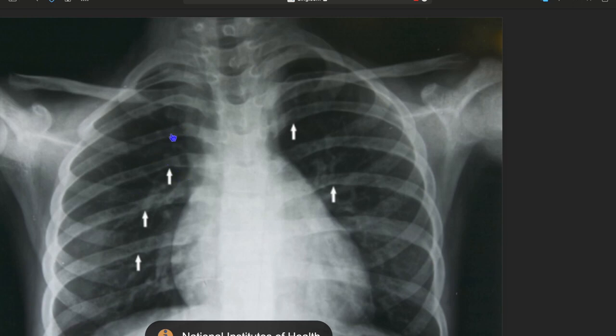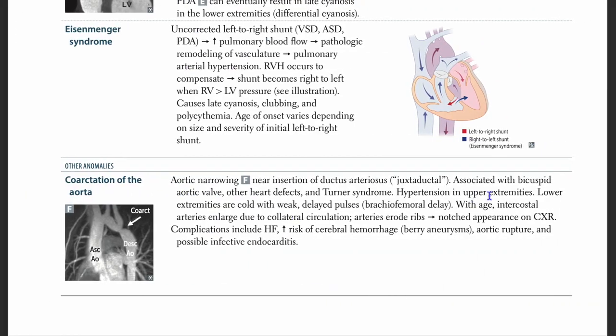Okay. So they're going to tell you that the ribs have cavitations inside or like linear erosion in it, and this only happens because of this. The erosion happens because of this. The vessels forming there, because the pressure is not reaching those areas, they're forming new vessels to make collateral circulation. Okay, and this is what's eroding the ribs. So you have the notched appearance on chest X-ray.